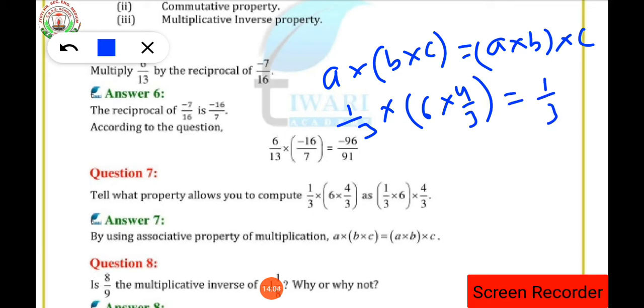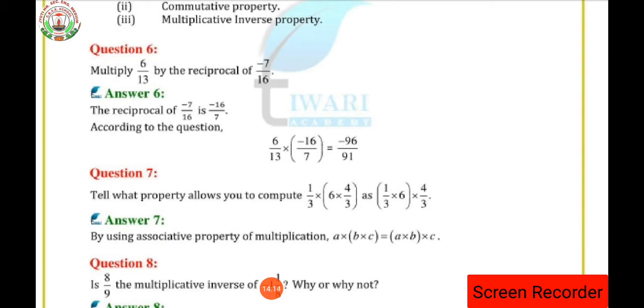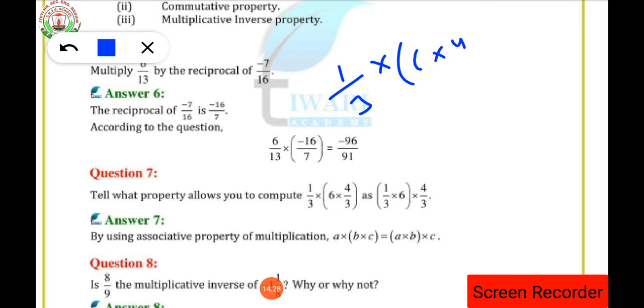Then 1 by 3 into 6 into 4 by 3. So which property will it be? It is the associative property under multiplication. So question number 7 asks which property it tells us. It tells us the property of multiplication. If you want to solve the equation, you can solve it. LHS and RHS will be equal. So it will be okay.